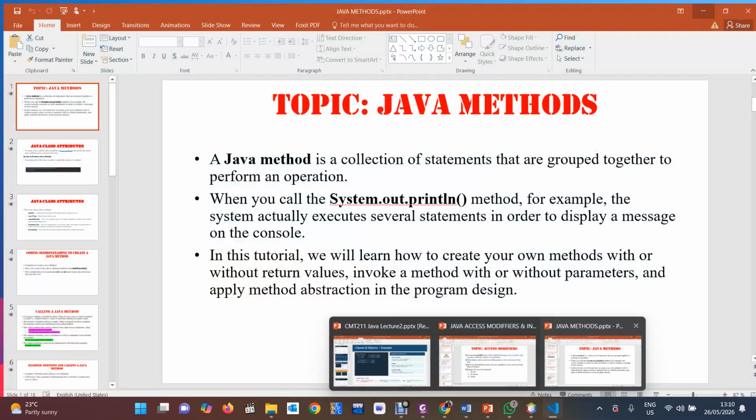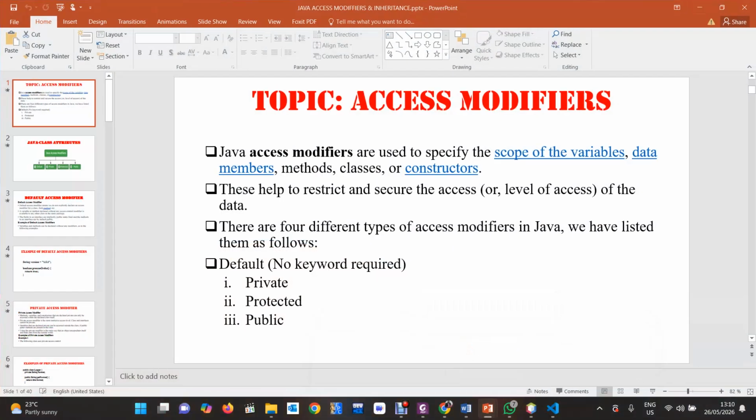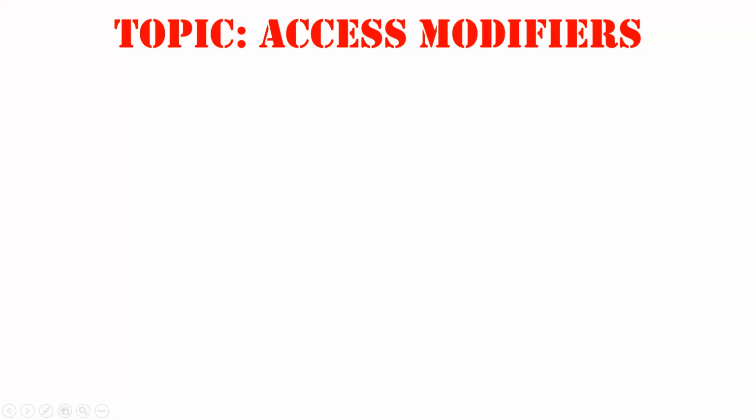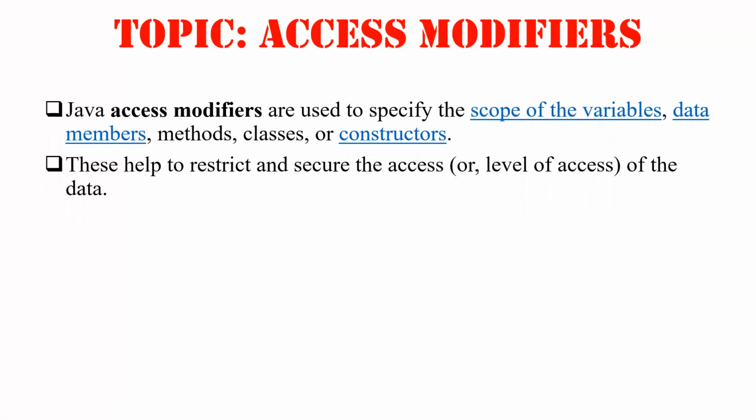Let's look at access modifiers here. The Java access modifiers are used to specify the scope of the variables, the data members, the methods, the classes, or the constructors. So what does it do? Mostly they help you to restrict and secure the level of access to the data that you want to access within that class. So that is the function of the access modifiers.